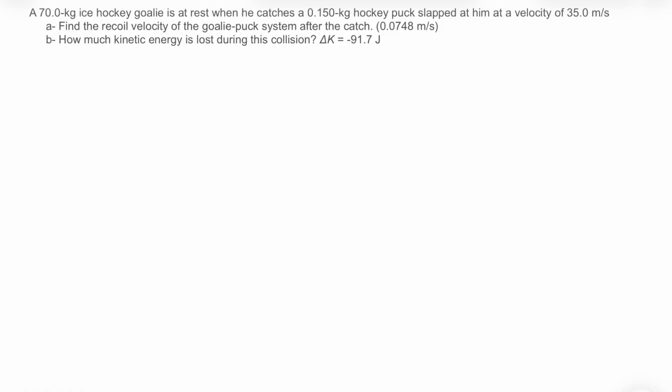Okay, so now let's take a look at the ice hockey goalie catching the hockey puck. Again, we can start with our conservation of momentum equation. So we have m1 times the velocity of object 1. In this case, we'll think of object 1 as our hockey goalie. If we add that momentum of object 1 to the momentum of object 2 in the beginning, that should equal the mass of object 1 times its final velocity at the end, plus the mass of object 2 times its final velocity at the end.